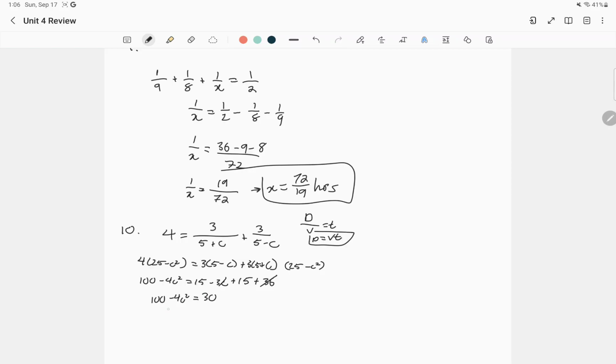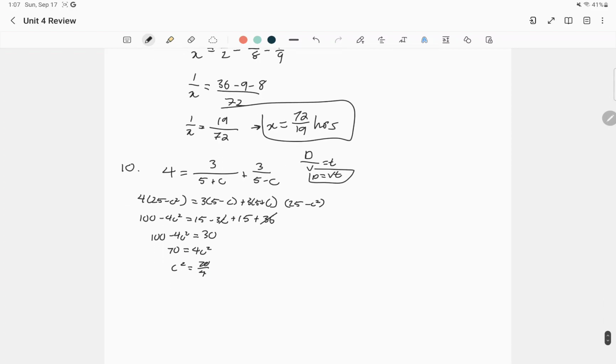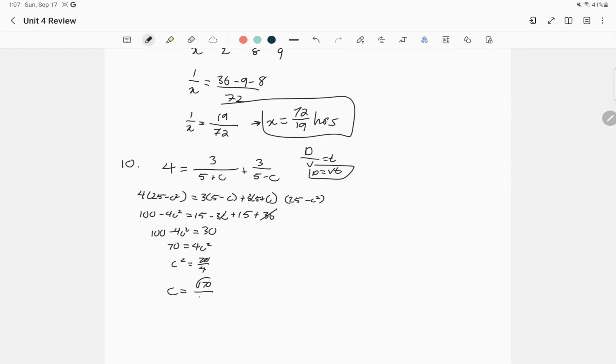Divide everything by 4. Actually, we'll do the moving of stuff around. So we're going to have 70 equals 4c squared. C squared equals 70 over 4. C is equal to rad 70 over 2, which is roughly equal to, let's see, rad 70, then divide by 2, which is 4.183. So that's roughly the speed of the current.